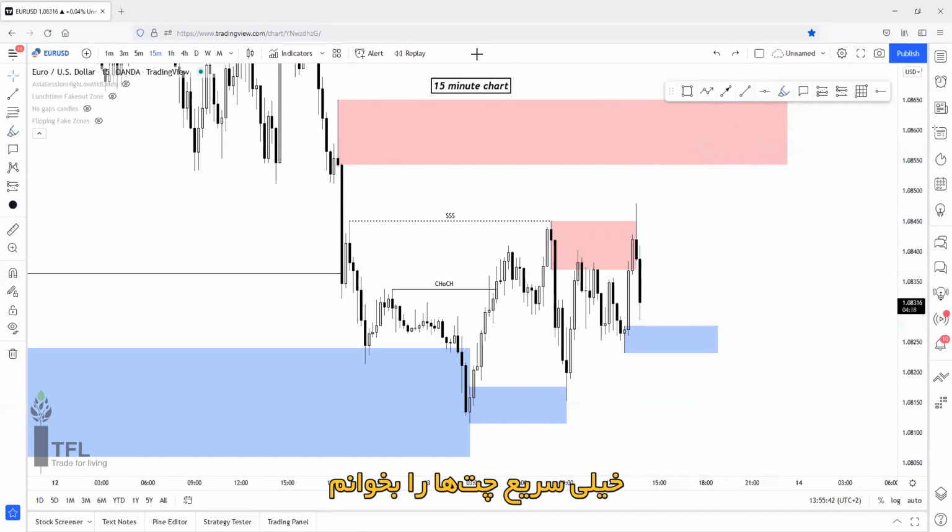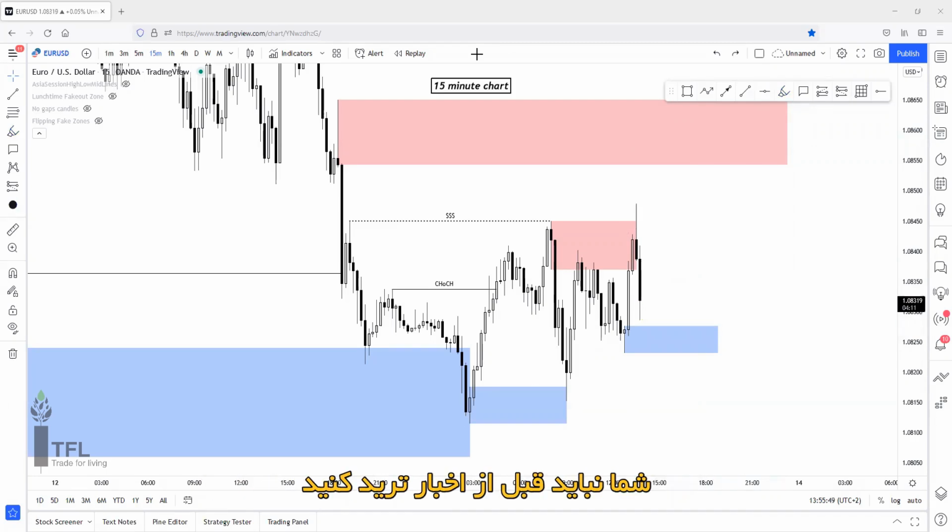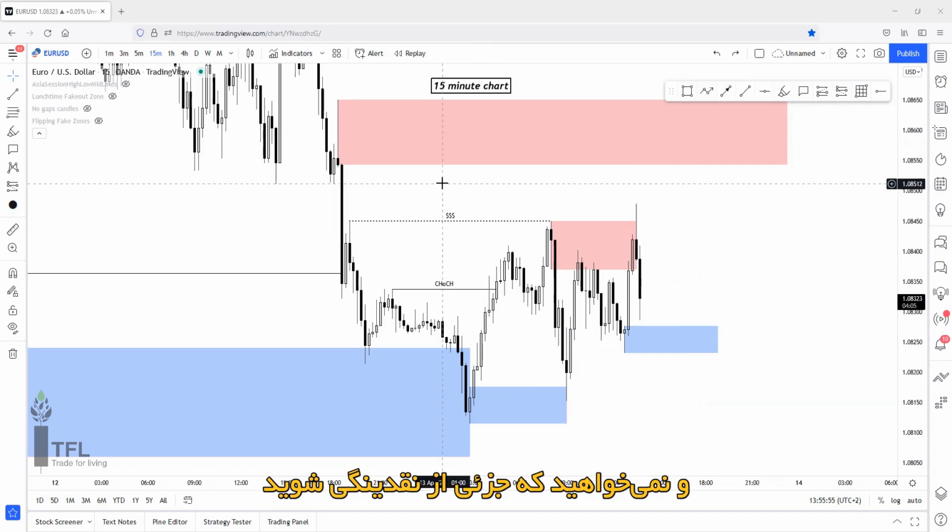Let me just read the chat real quick. When can we enter trades, after news and before? You can't really enter before news, because you saw what happened yesterday. You don't want to become part of the liquidity, and you don't want to be swept out with the liquidity. So after the news, but never before.